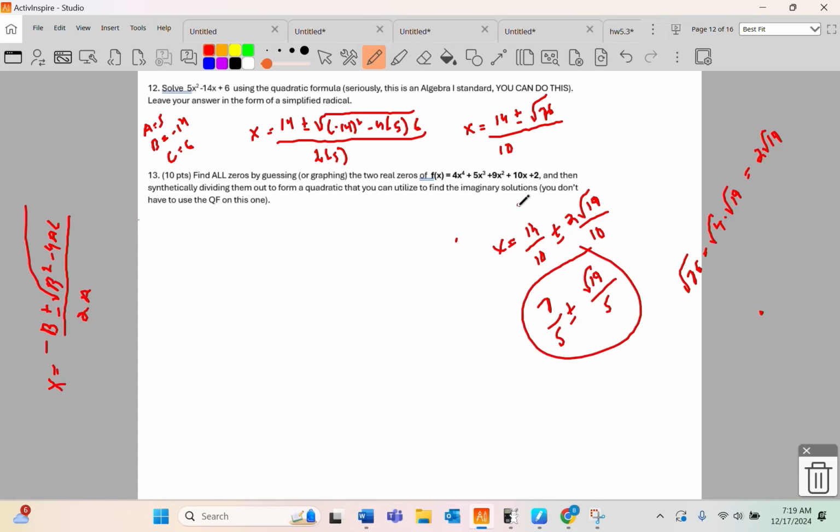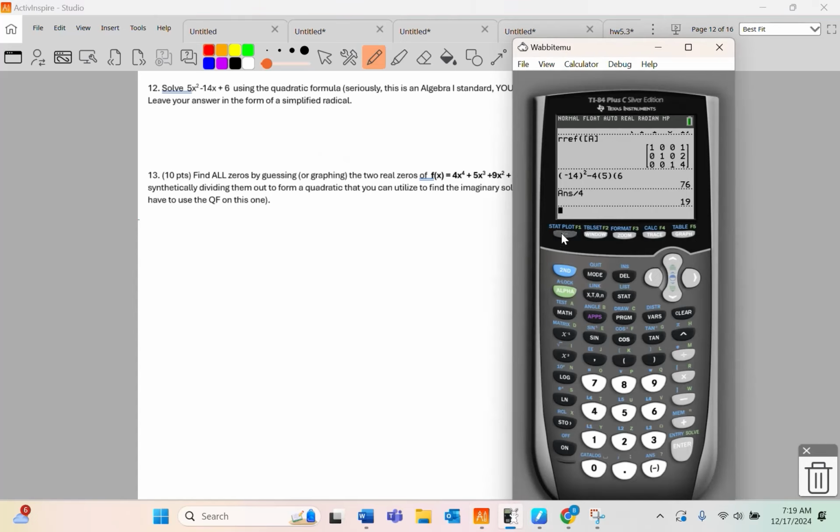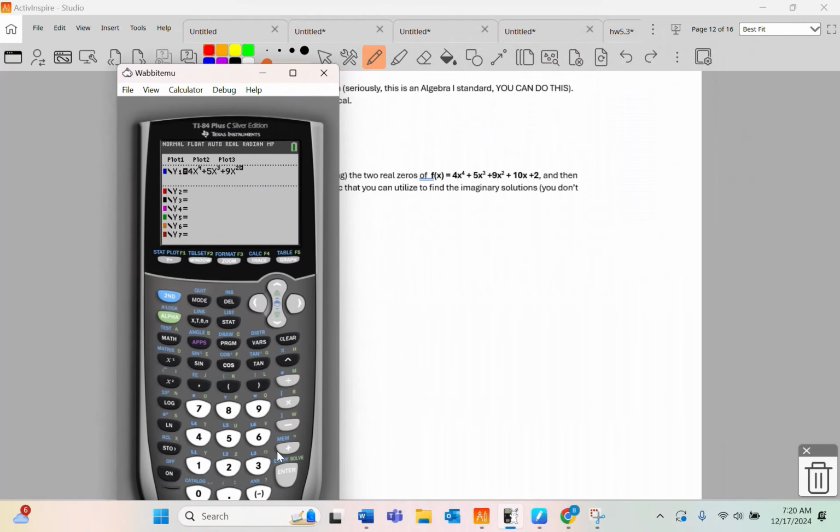All right, moving forward, 13, which ought to be the easiest one on the test, but it's not. It says find all zeros by guessing or graphing. So let's graph. It says graph. You're holding a calculator. 4x to the fourth plus 5x to the third plus 9x to the second. I know you're probably tired by now. So am I. If I live, you'll live.